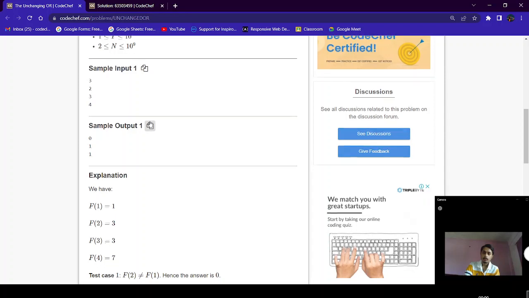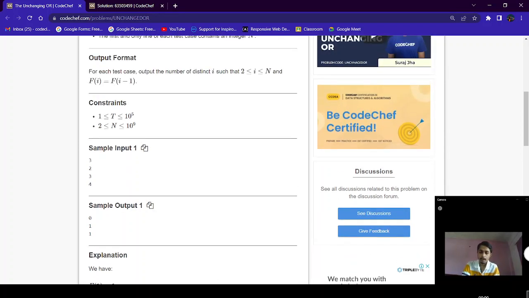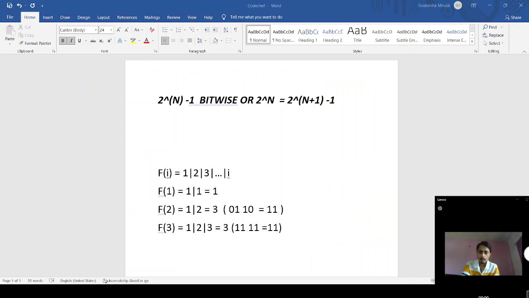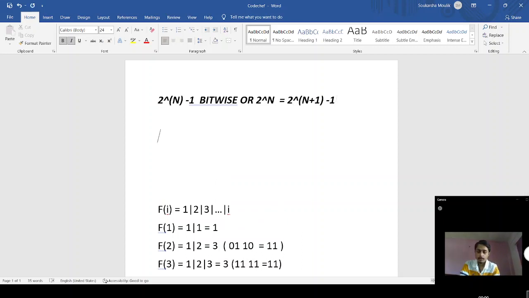Now let us go to the solution approach. There is one thing to note. If we bitwise OR a number which is representable in the form of 2 to the power n minus 1 with a number which is representable in the form of 2 to the power n, then the answer will always be 2 to the power n plus 1 minus 1. How? Let's see. Let us bitwise OR 3 and 4.